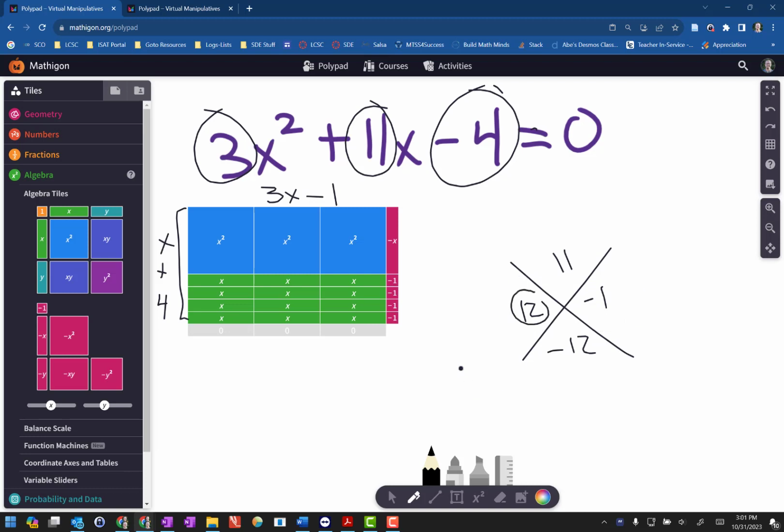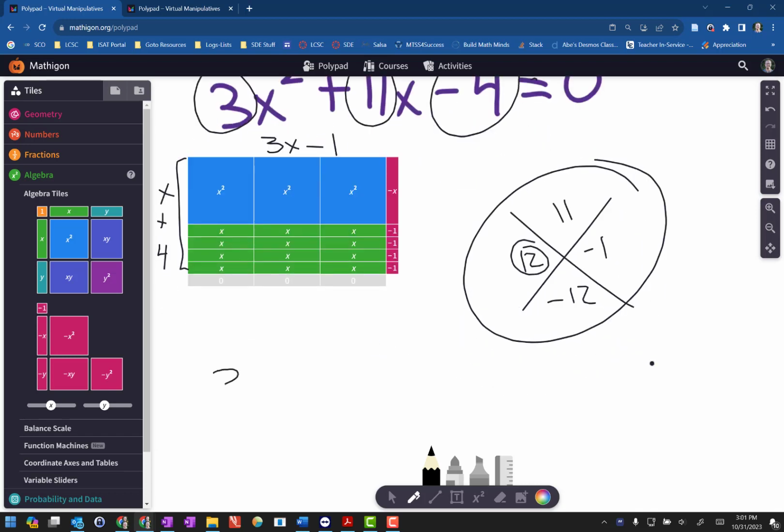How do we know? Well, I need 12 x's, which are right here. I started with 11. I actually needed 12, so I'm going to need 1 more x. And then I need 1 negative x, which is right here. And so if you start here, you can still use the tiles and kind of cheat a little bit so that you don't have to do it by grouping. I'll still show that so that you can see how those are related. And then we'll be done.